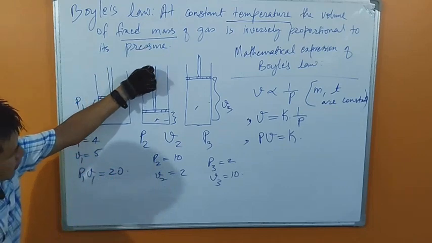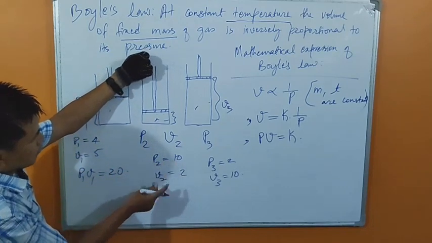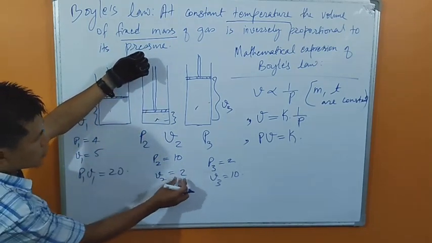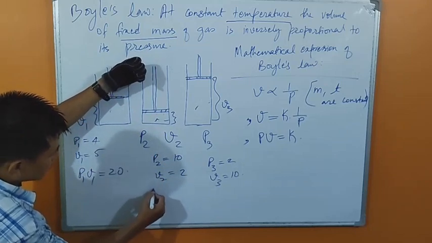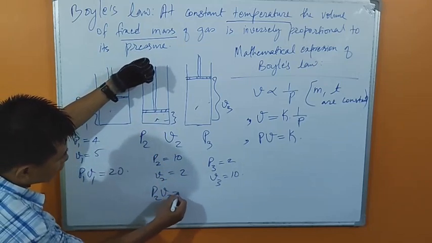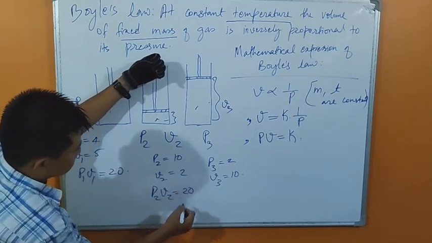Here pressure is very much, so pressure is 10. Volume is very small, V2 is 2. So when you multiply P2 and V2, you get 2 into 10, 20.